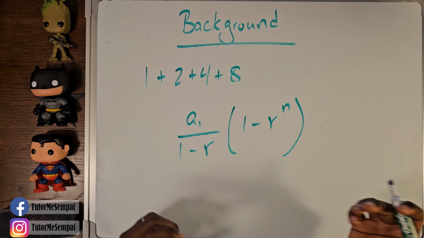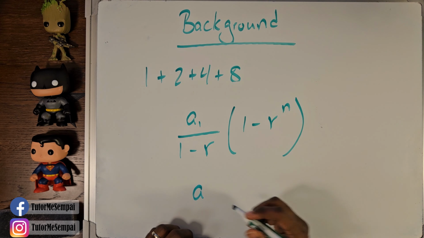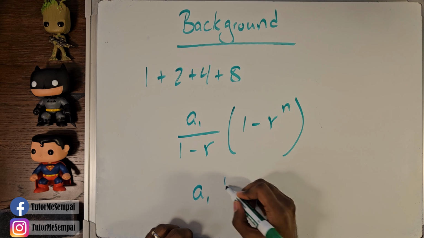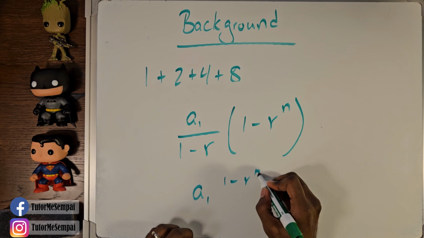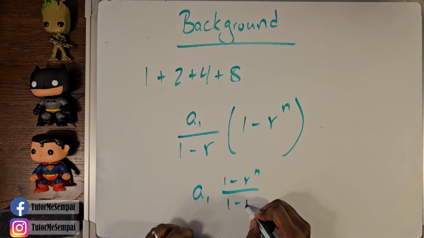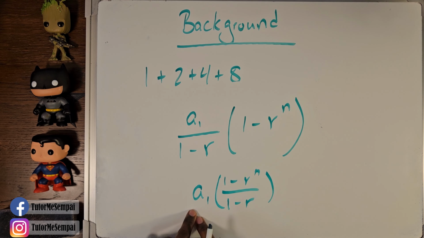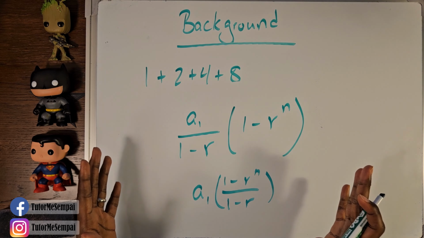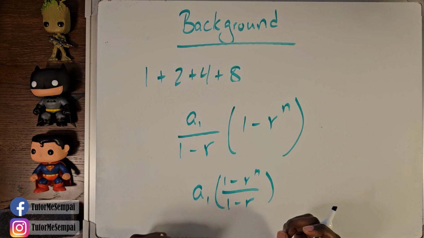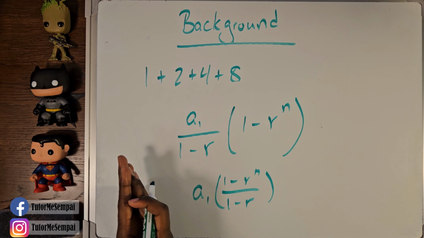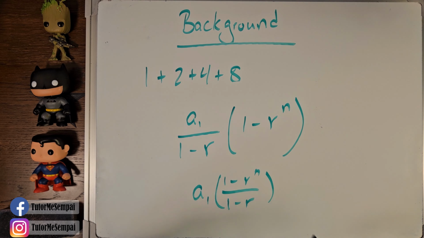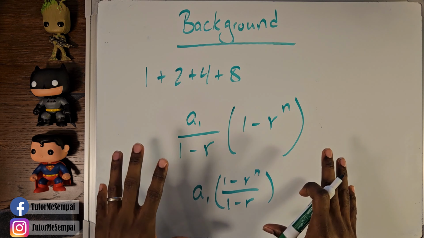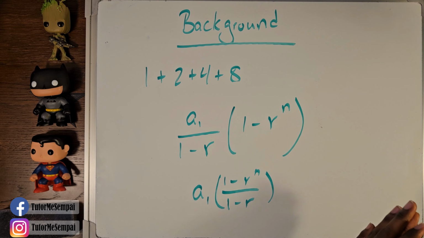Now you can write this formula in a different way as well. You may see it either way, so just so you're prepared, 1 minus r to the n, over 1 minus r, all times a sub 1. Either one of these, if you run into it, it's the same thing. You're just moving things around a bit. But this is going to be the formula that we're going to use to evaluate your geometric series. We'll talk more about this formula in another video.